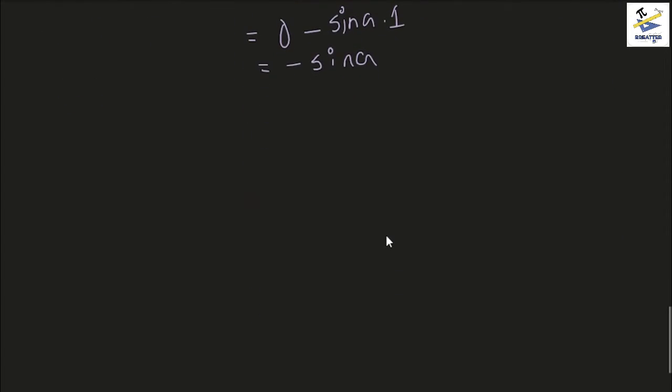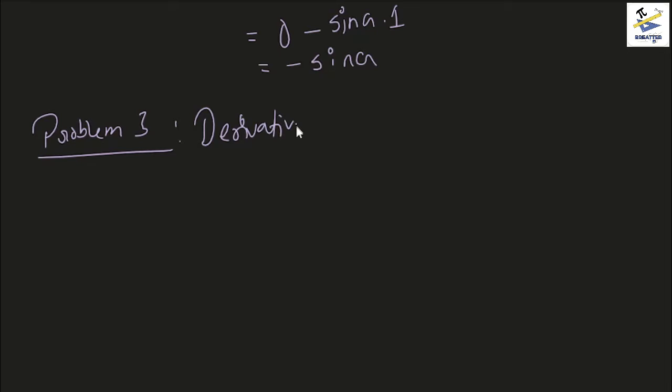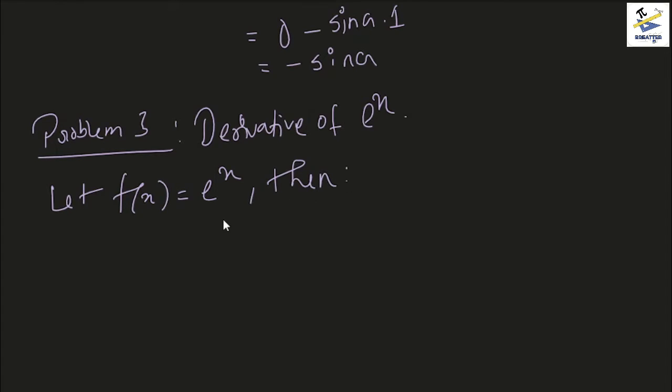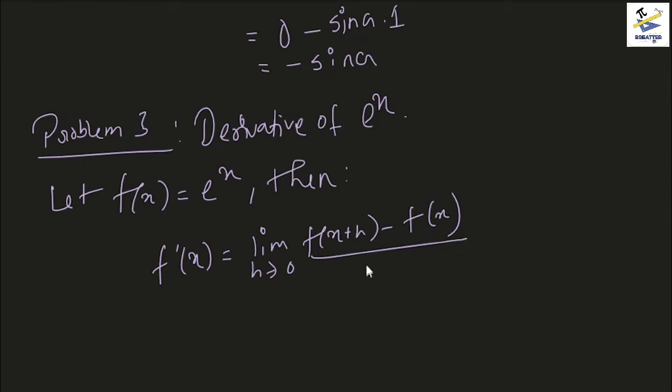A third example now could include the derivative of e to the power x. So let f of x equal e to the power x. Then let us evaluate the derivative at the point x itself. So what we are going to do is write it like this: limit h tends to 0, f of x plus h minus f of x, divided by h.